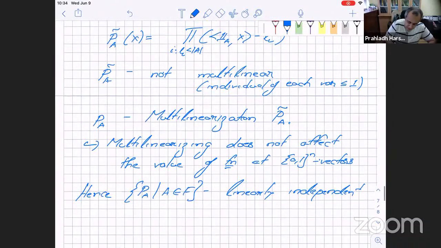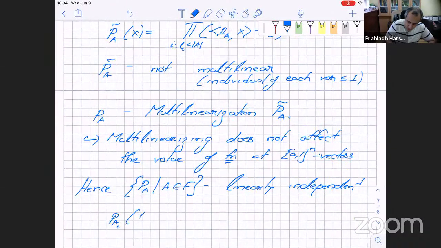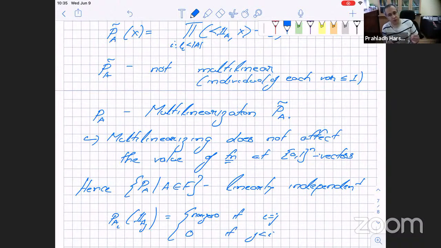even PA satisfies this: PA_i of 1_A_j is non-zero if i equals j, and 0 if j is less than i. This is all that I needed for proving independence, and that statement is unaltered by this. Okay, so you have these PAs. Where am I going with all of this? I have been given a bunch of PAs which are multilinear, and they also happen to be linearly independent.